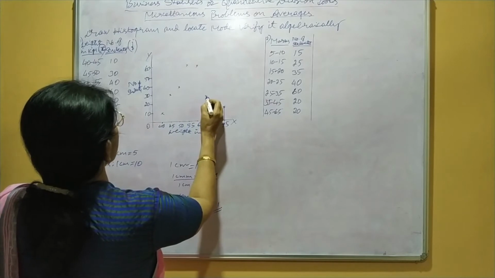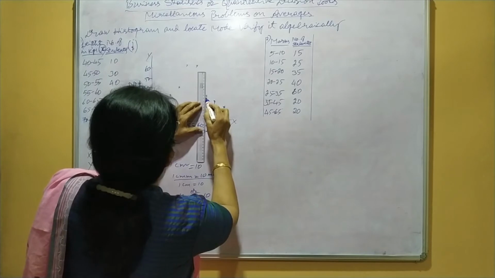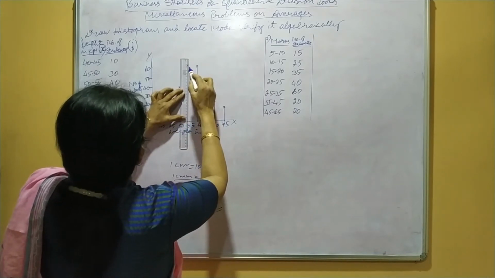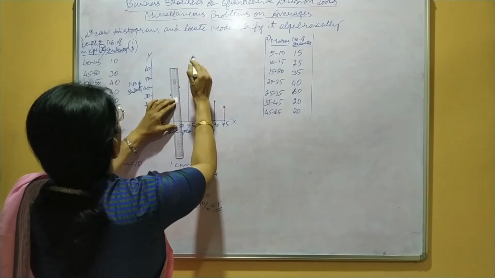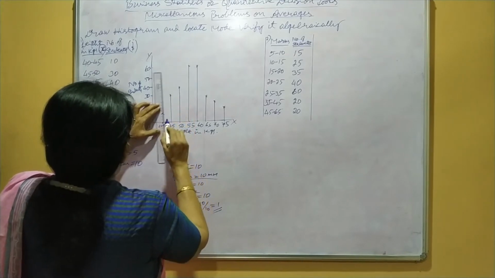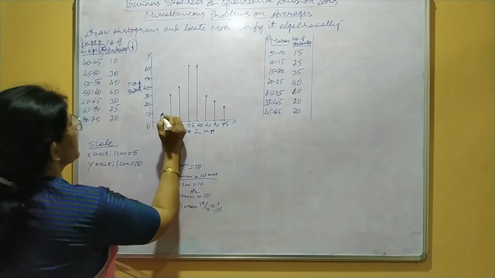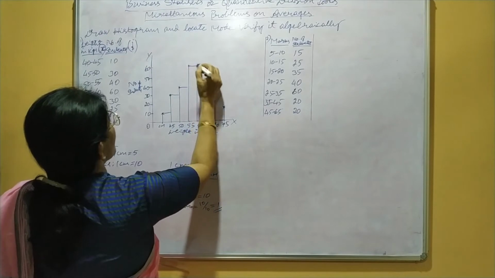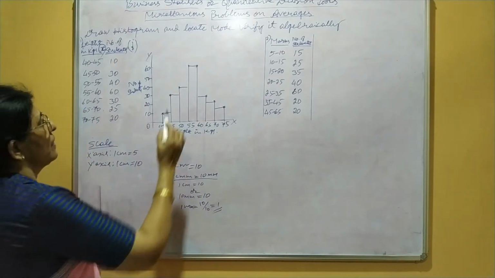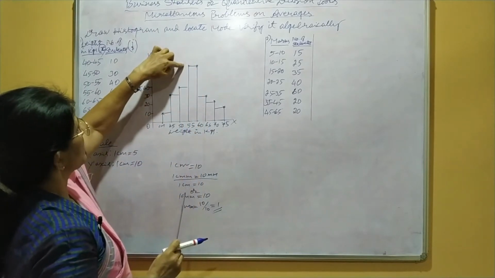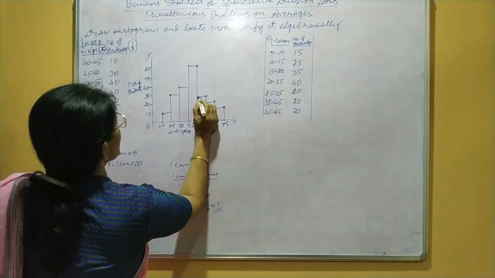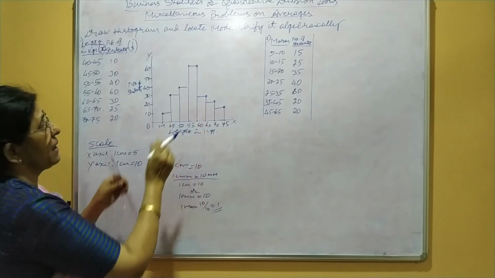65, 30. Now join each other. Okay. Now what you have to do is, the left corner of the highest frequency rectangle is to be joined with the right corner of the succeeding rectangle, like this.